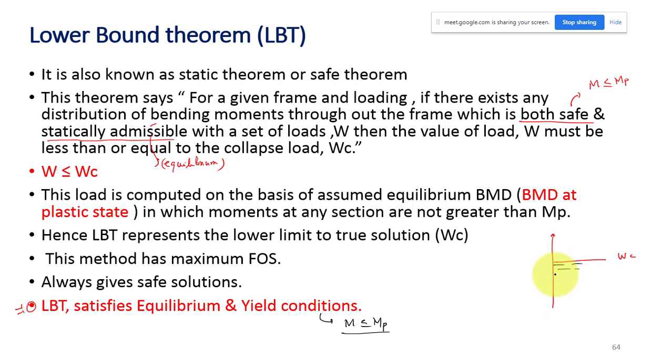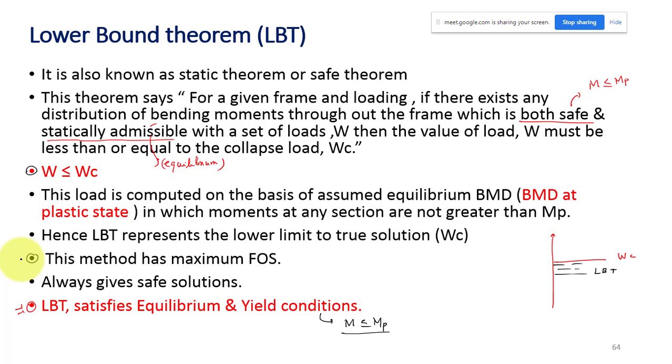So your lower bound solution will be in this range. The lower bound theorem will give you a solution that will be less than or equal to your collapse load. That is what this point is saying, which we already discussed earlier. And since it is estimating a collapse load which will be less than your actual collapse load, that means this method has maximum factor of safety.